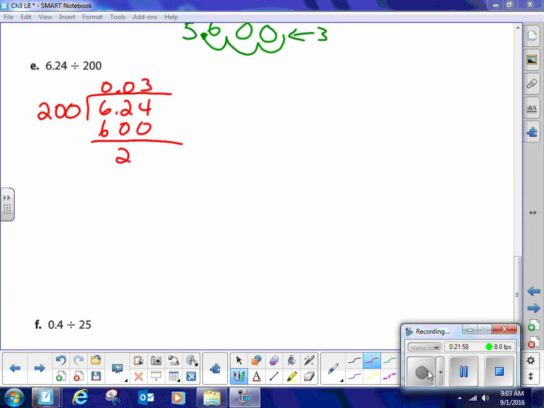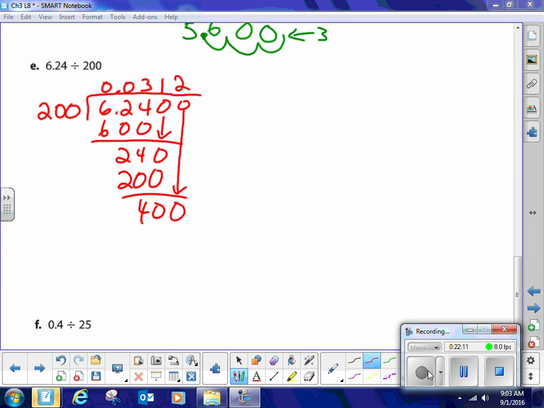Right, 24. Got to annex a 0. 200 can go into 240 1 time. 200. Right. Annex a 0. Bring down the 0, and that goes 2 times. 400. Excellent. Then do our quick check.